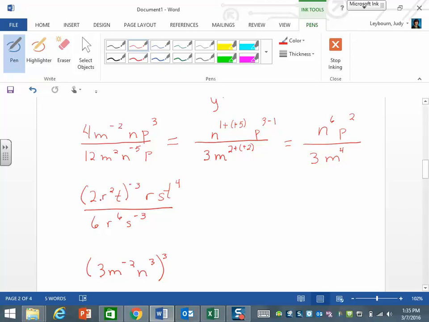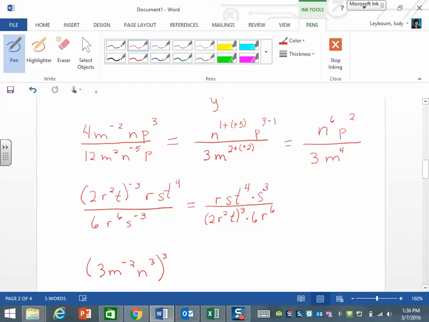Okay, so for this one, I'll try another approach. Since this is a negative exponent, I could just move it all to the denominator with a positive exponent, 2r squared t, all to the third. The rs t to the fourth, they all have a positive exponent, so I can leave them alone. The 6 is with a positive exponent. I'll leave it in the denominator along with the r to the sixth. And the s to the negative third, since its exponent is negative, I'll take its reciprocal and move it up.